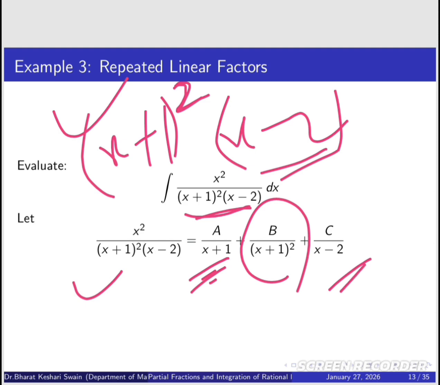Now, what we have to do? Integration of this will be integration of a by x plus 1, integration of b by (x plus 1) whole square, integration of c by x minus 2. And we have to determine a, b and c using the previous method, which we have already discussed, that means comparing the like powers of x or putting suitable values of x.